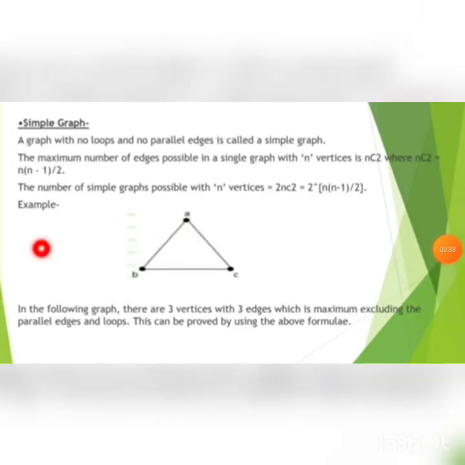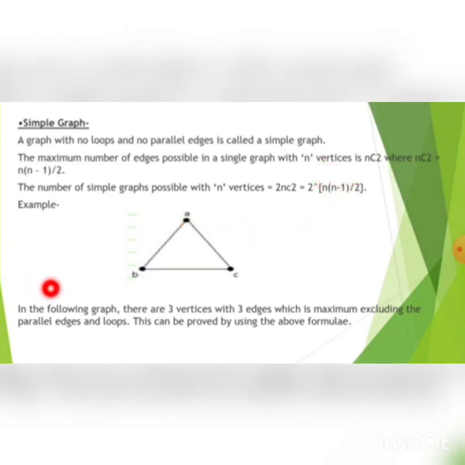Simple graph. A graph with no loops and no parallel edges is called a simple graph. The maximum number of edges possible in a simple graph with n vertices is nC2, where nC2 is equal to n(n-1)/2. The number of simple graphs possible with n vertices is equal to 2^nC2, which is 2 to the power n(n-1)/2.